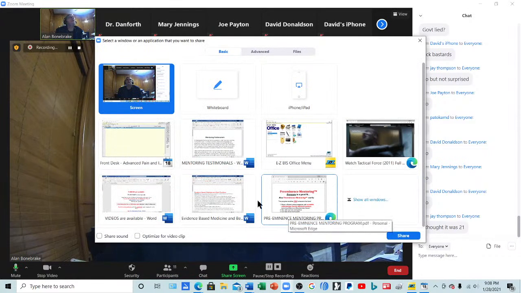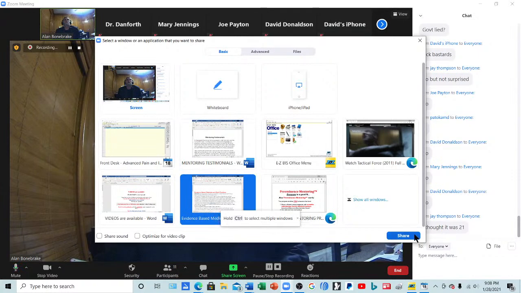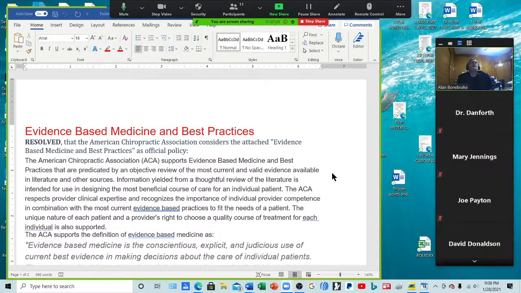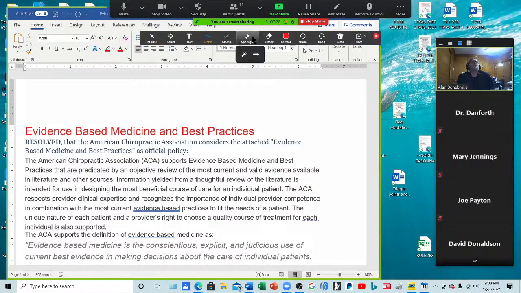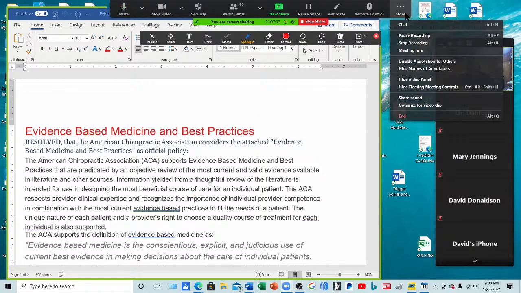Now we're going to go to evidence-based medicine. Some of you may not know what evidence-based medicine is, although it's referred to all the time that we ought to have it. So we have this document available. It's taken right off the ACA website.